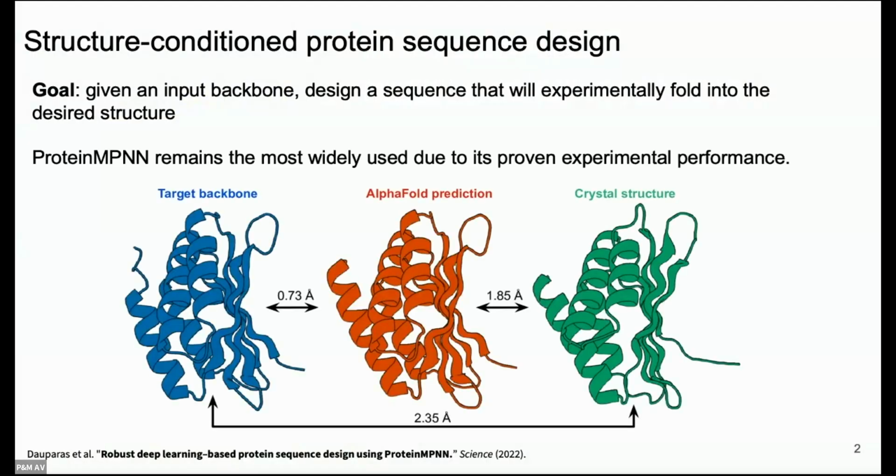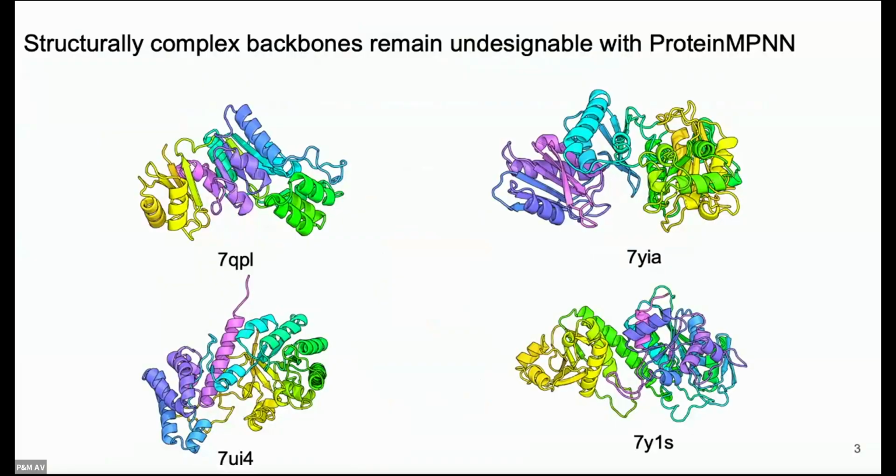As you can see from this figure in their paper, given an input target backbone, ProteinMPNN can be used to design a sequence onto this backbone, such that when you experimentally characterize this sequence, it'll fold into a structure that closely matches the desired backbone. But while ProteinMPNN is very good with simpler and more idealized backbones, it still struggles with a lot of these structurally complex backbones.